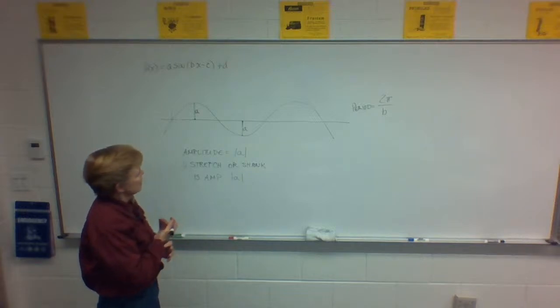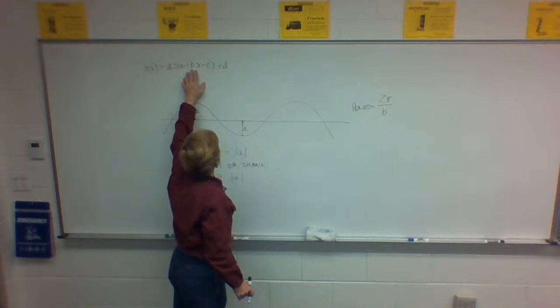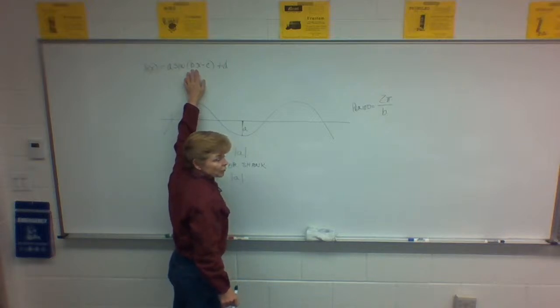Okay. All right. This thing right here in front of x, the coefficient on x, you've learned to call that a horizontal stretch or shrink when you multiply x by something, right? It's always the opposite of what you think. If this is a 2, it's a shrink of a half.